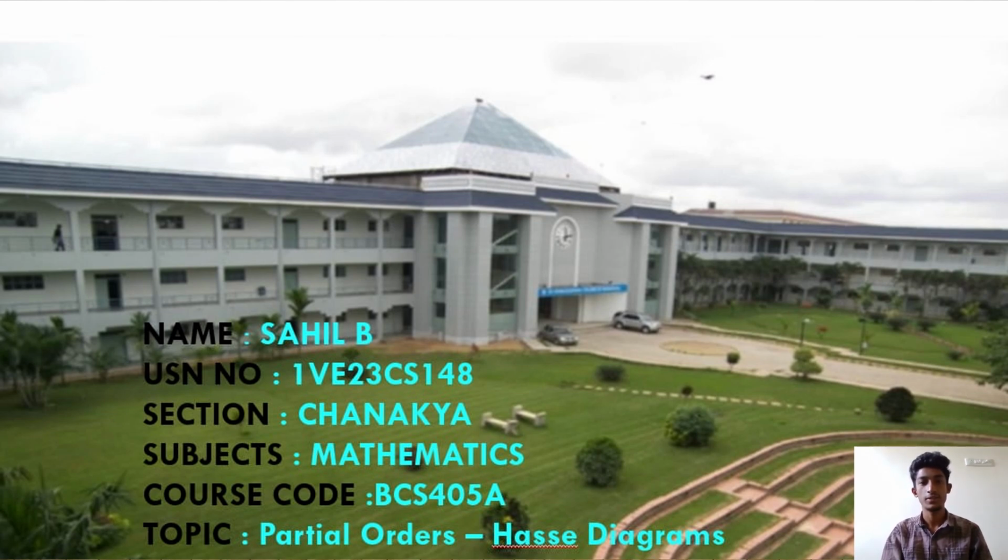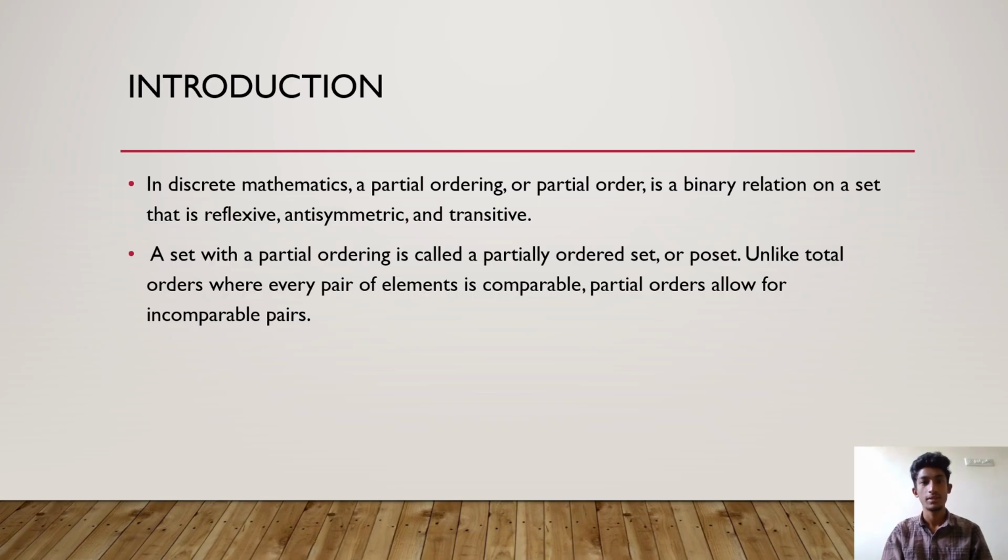Subject Mathematics. In this video, we will discuss partial orders and Hasse diagrams. Introduction. In discrete mathematics, a partial ordering or partial order is a binary relation on a set that is reflexive, antisymmetric and transitive. A set with a partial ordering is called a partially ordered set or poset. Unlike total orders, where every pair of elements is comparable, partial orders allow for incomparable pairs.